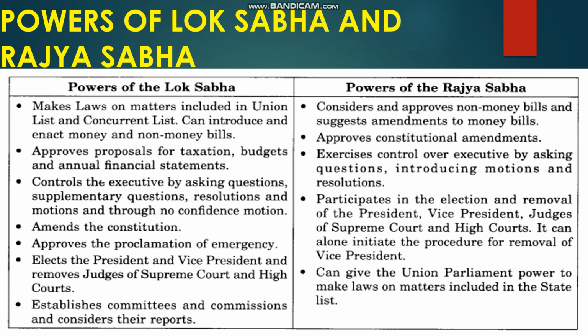Now, the next topic is powers of Lok Sabha and Rajya Sabha. See the powers of Lok Sabha. Lok Sabha makes laws on matters included in the Union List and Concurrent List. And bills can be introduced, enacting money and non-money bills. It approves proposals for taxations, budgets and annual financial statements, and controls the executive by asking questions, supplementary questions, resolutions, and passing a no confidence motion.